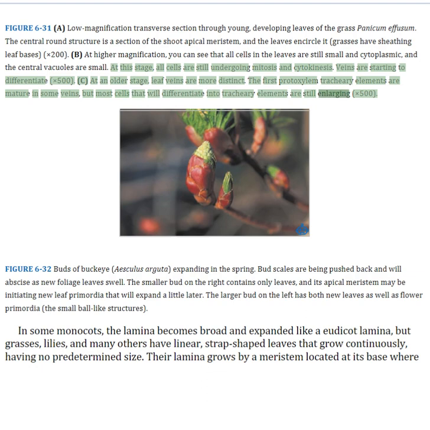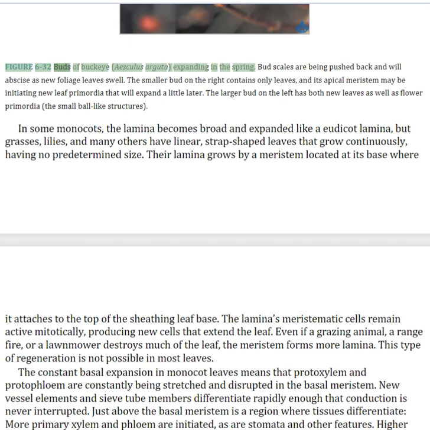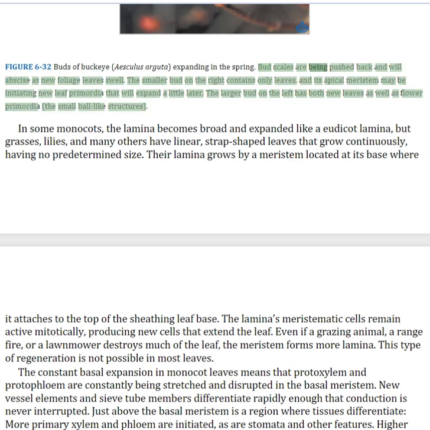At an older stage, leaf veins are more distinct. The first protoxylem tracheary elements are mature in some veins, but most cells that will differentiate into tracheary elements are still enlarging. Figure 632. Buds of buckeye expanding in the spring. Bud scales are being pushed back and will drop off as new foliage leaves swell. The smaller bud on the right contains only leaves, and its apical meristem may be initiating new leaf primordia that will expand a little later. The larger bud on the left has both new leaves as well as flower primordia.